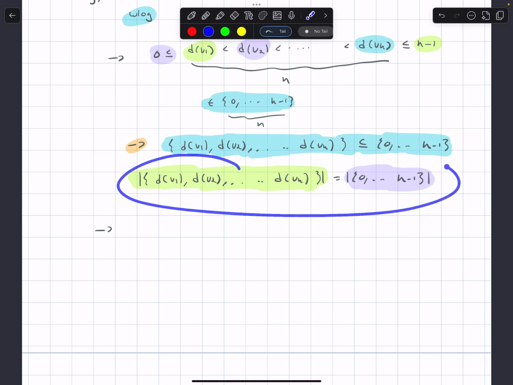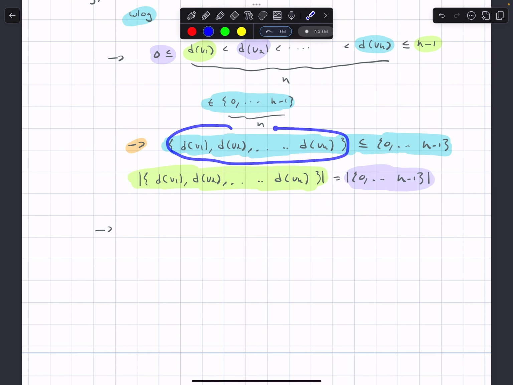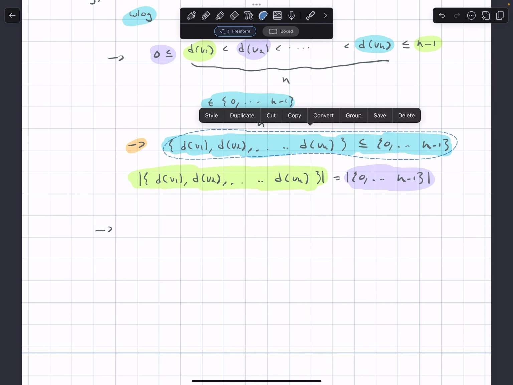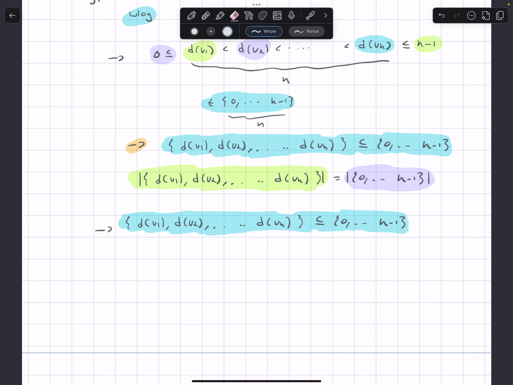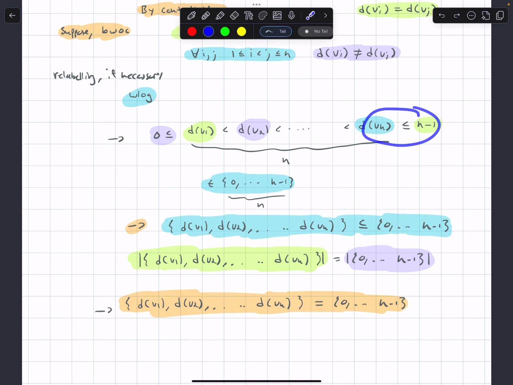Since the set of degrees, d of v1 through d of vn, is a subset of the numbers 0 through n minus 1, and it's a subset of the same size, that means that they are equal. It's not just that this one is a subset of 0 through n minus 1, they are the same set, they are equal. And what does this mean? Well, it means that we don't just know that d of v1 is bigger than or equal to 0, it has to be equal to 0. And for d of vn, it's not just that it's less than or equal to n minus 1, it has to be equal to n minus 1.